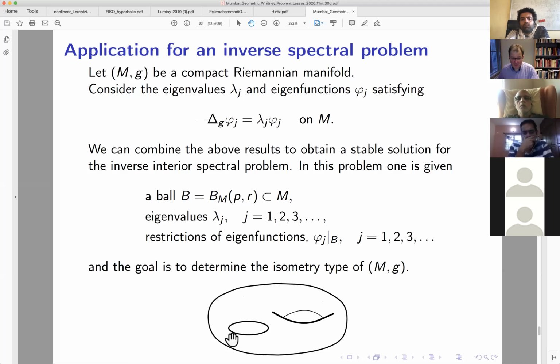So here in this picture we consider a torus, and the torus has a small ball on its surface. So this is just the ball B. We assume that we are given this ball, where we do measurements. Then we measure all eigenvalues, and then we measure the restrictions of the eigenfunctions to this ball. Our aim is to determine the isometry type of the manifold, that is, the topology and the differential structure and the Riemannian metric of this manifold.